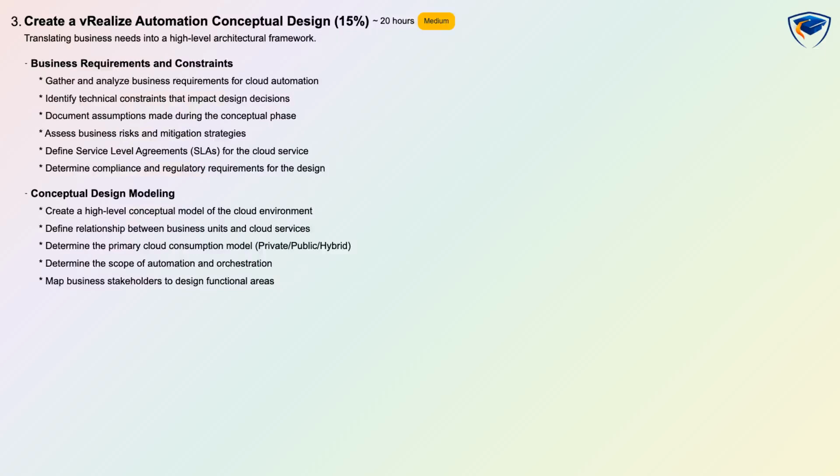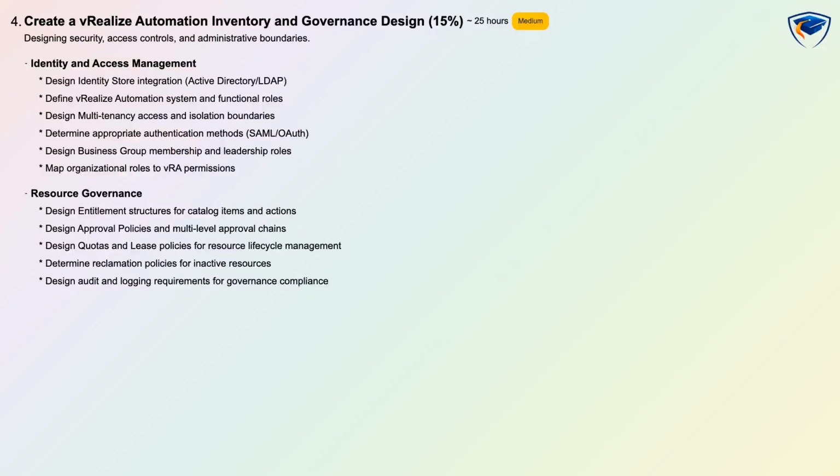The fourth domain, Create Realize Automation Inventory and Governance Design, focuses on designing security, access controls, and administrative boundaries. In this domain, you'll learn to design identity store integration, vRealize Automation system and functional roles, multi-tenancy access and isolation boundaries, authentication methods, business group membership and leadership roles, and map organizational roles to vRA permissions.